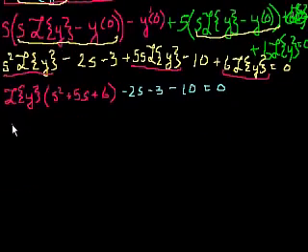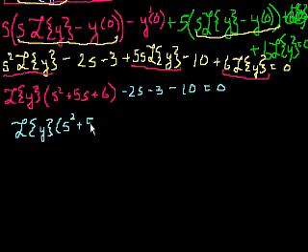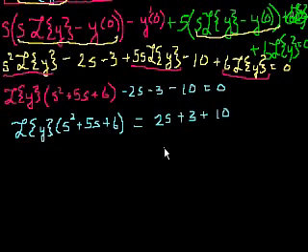And so I get the Laplace transform of y times s squared plus 5s plus 6 is equal to, let's add these terms to both sides of this equation, 2s plus 3 plus 10. Oh, that's silly. Plus 13. This is minus 13 here.